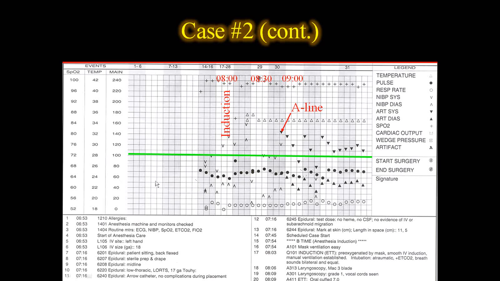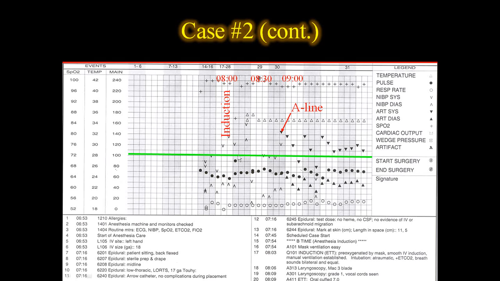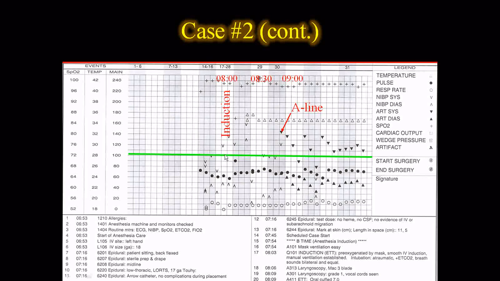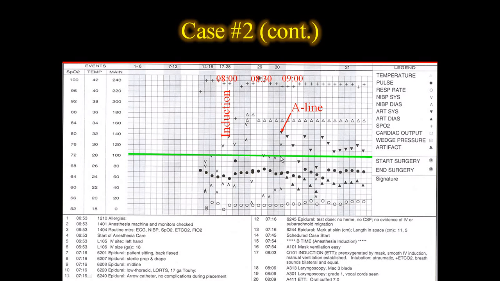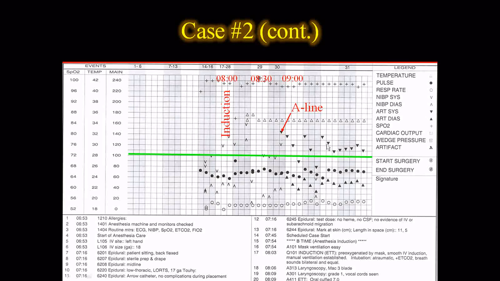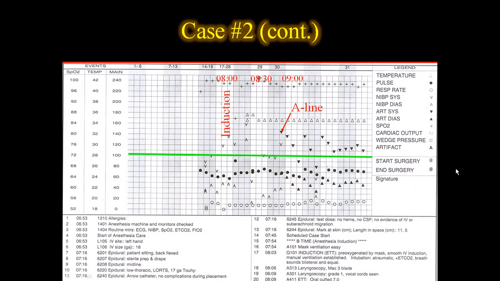And here we have a graphic of the anesthesia record. I've drawn a green line across at a pressure of 100, and you can see after induction around 8 o'clock that the blood pressure was jumping around quite a bit, and they added an arterial line at about 8:45 to try and stabilize the blood pressure. They added some phenylephrine to keep the blood pressure up.